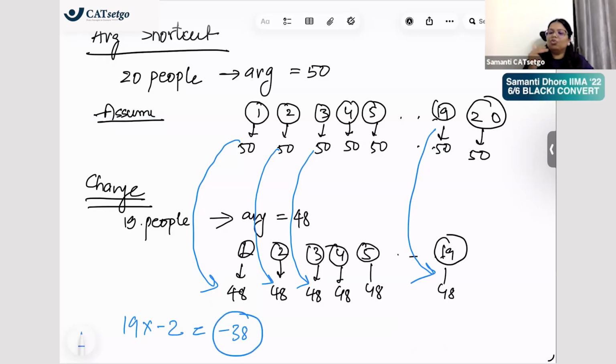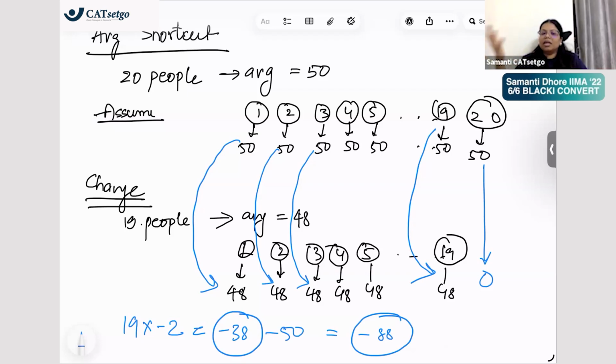They all reduced by 2 to 19 people, so 38 was the reduction, and this person too became 0, because this person was removed. So इस person का 50 also got minus. कितने का चेंज आया? 88 का चेंज आया. जब तुमने 20 लोगों में से एक इंसान को निकाला और 19 लोग ही बचे, तो चेंज कितने का है? 88 का. मतलब the person you removed, that person's value was 88.